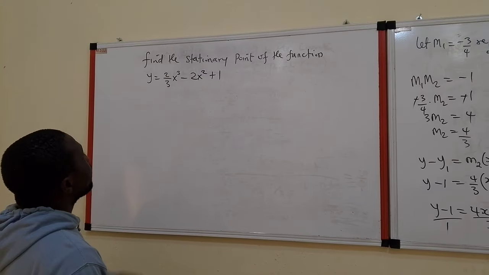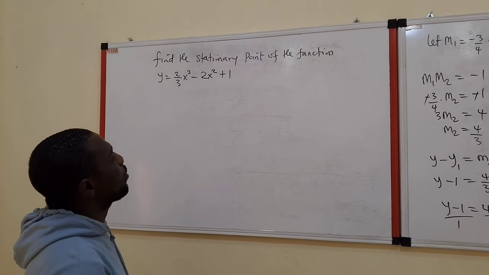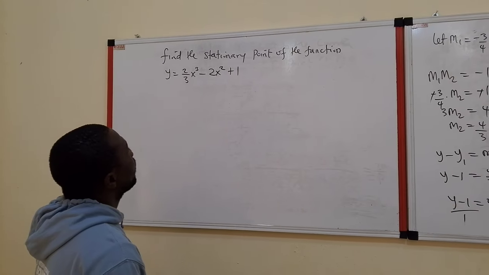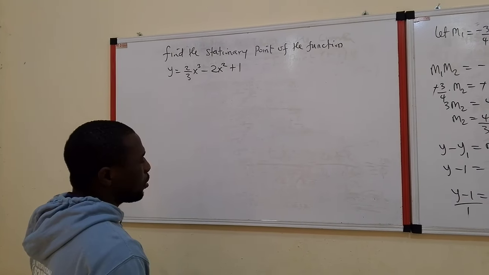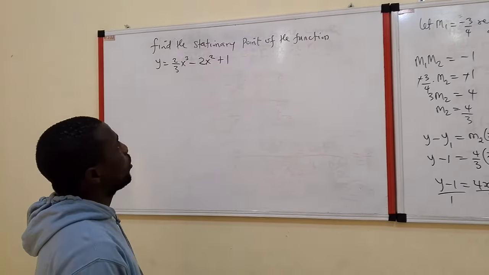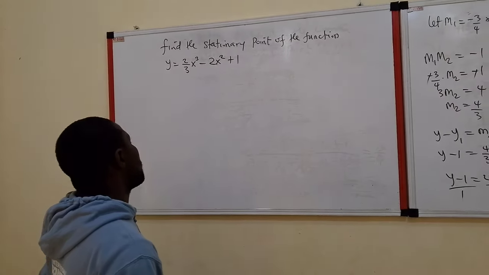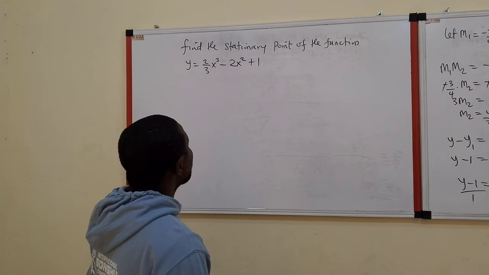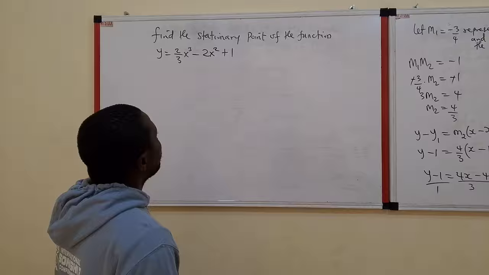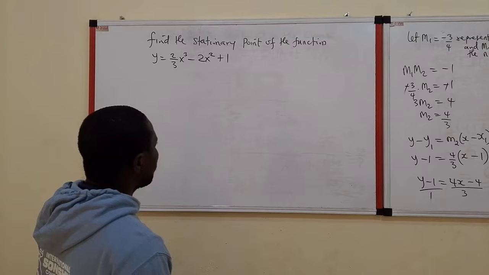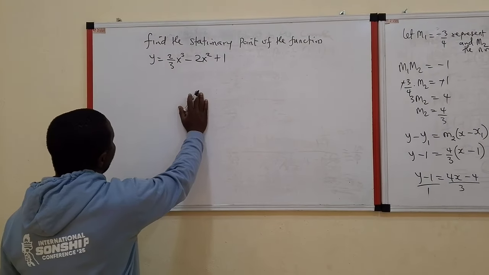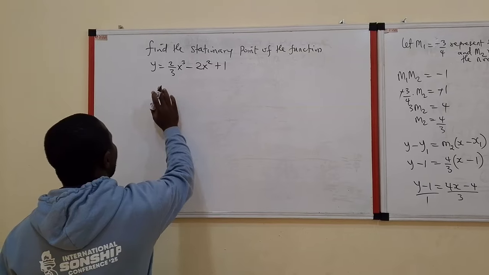We have this question. Find the stationary point of the function y equals 2 over 3 x raised to the power 3 minus 2x squared plus 1. Now, for us to look for the stationary point of this function is very simple. What we are going to do is differentiate the function once and equate it to 0. So this is what we are going to do.